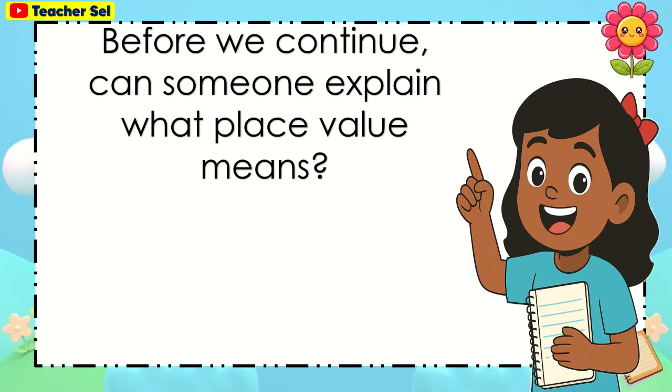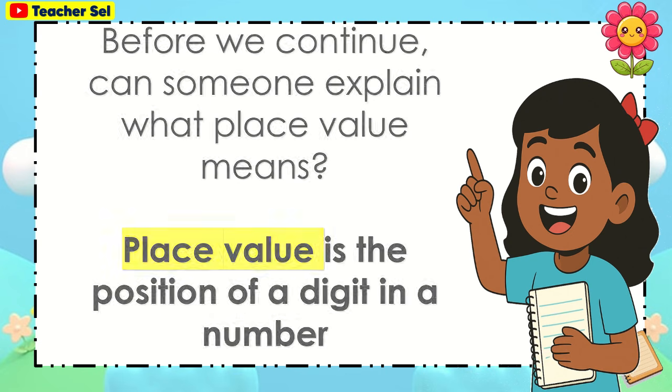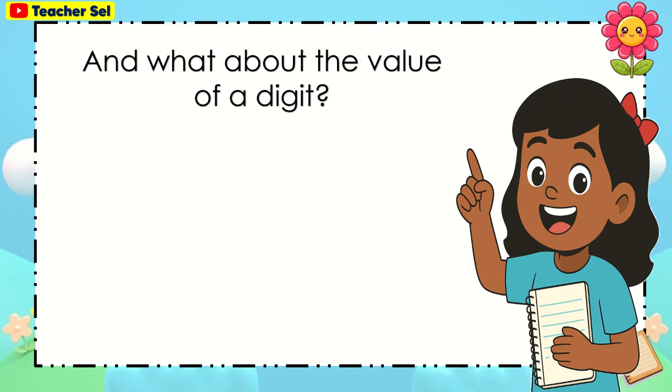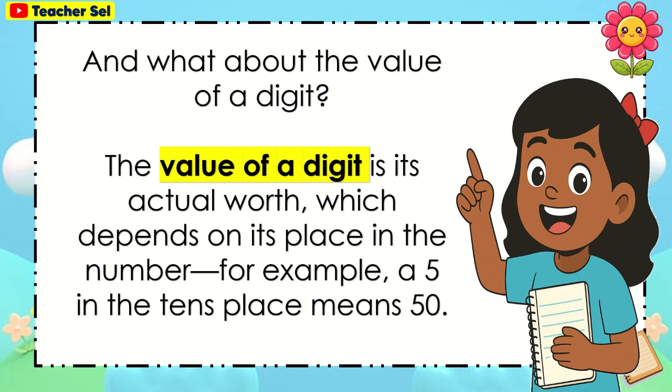Before we continue, can someone explain what place value means? Place value is the position of a digit in a number. And what about the value of a digit? The value of a digit is its actual worth, which depends on its place in the number. For example, a 5 in the tens place means 50.